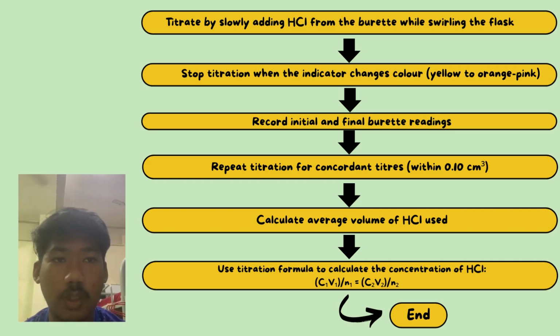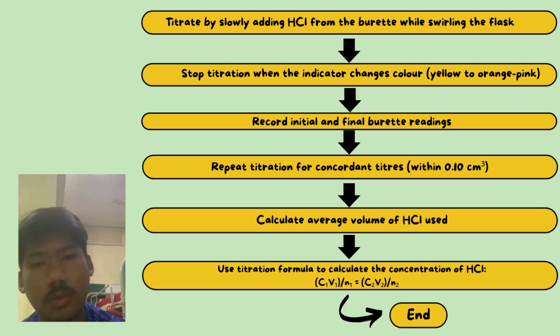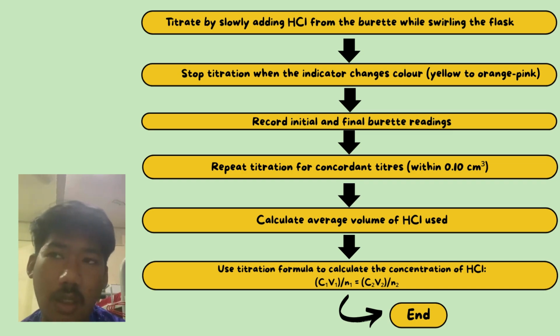After that, stop the titration when the indicator changes color, for example, yellow to orange pink, and record the initial and final burette reading. After that, repeat the titration for concordant titres within 0.10 cubic centimeters. After that, we calculate the average volume of HCl used.